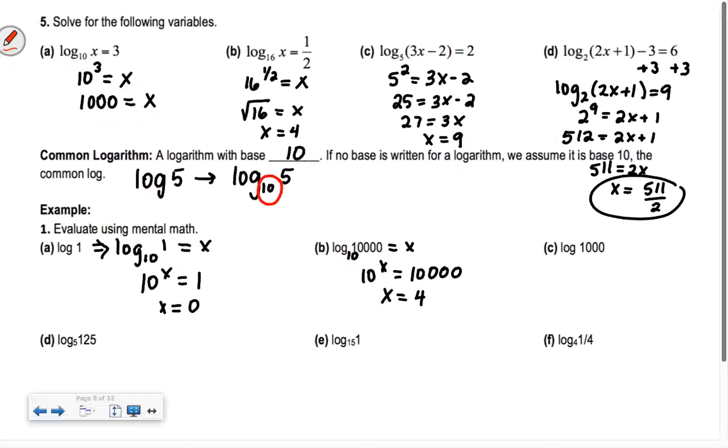All right, so what should the next one be? Can I do this without writing anything? Yeah, what should it be? 3. We got this down. That's why log of 1 was just 0. There were no zeros after it, right?